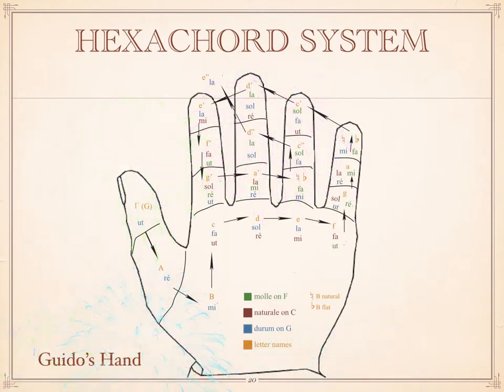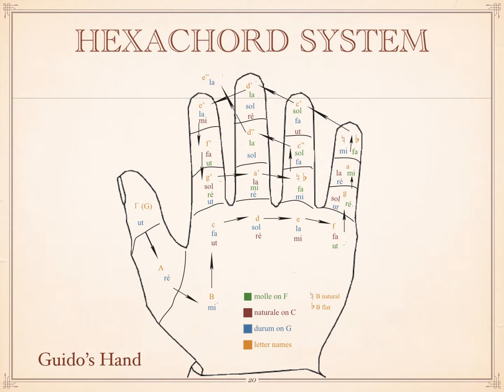Now, instead of using that staff, as I have, Guido, in fact, used his hand. You can see that the gamma ut there is at his thumb knuckle, and if you follow down, you go to the A re, the B mi, the C fa ut. It's the only C fa ut on the whole gamut, and we know that C fa ut is bass C, the C below middle C.